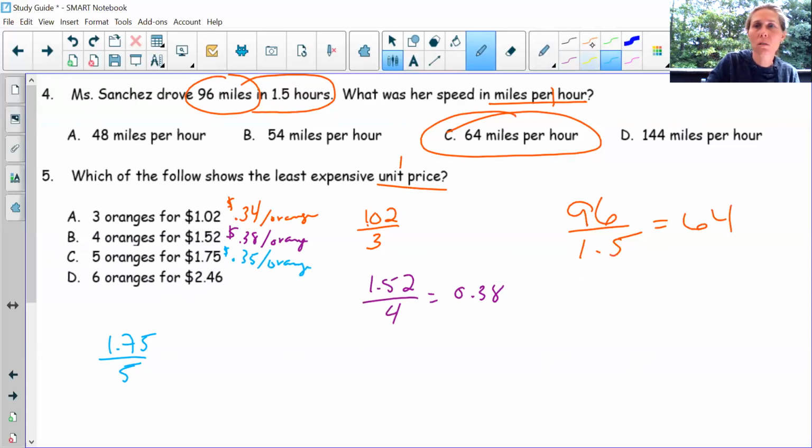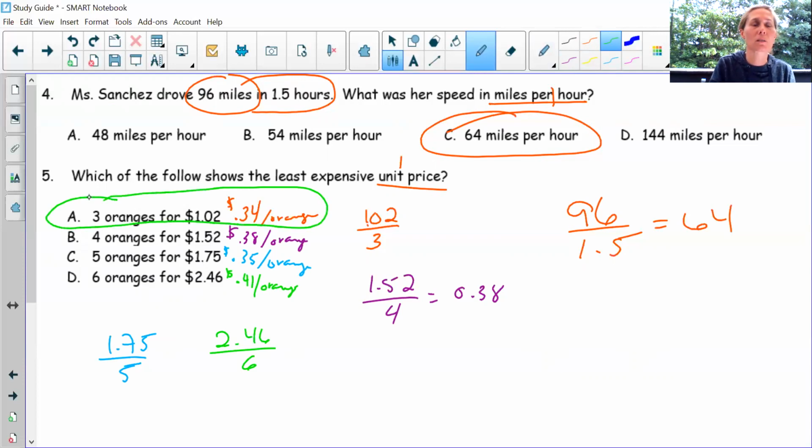And number 6, no, letter D, we have $2.46 divided by 6 gives me 41 cents per orange. So who has the better deal? Who has the better price? The 3 oranges for $1.02 because it's 34 cents per orange. All right, number 6.